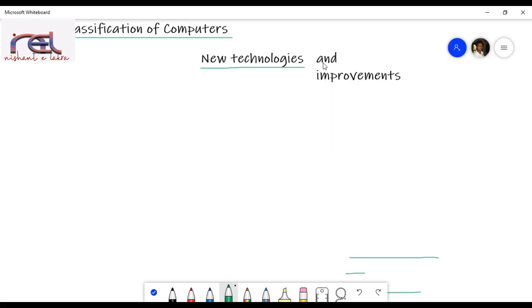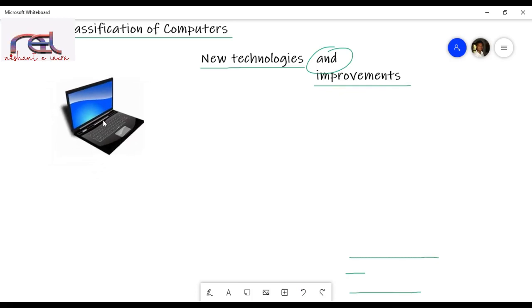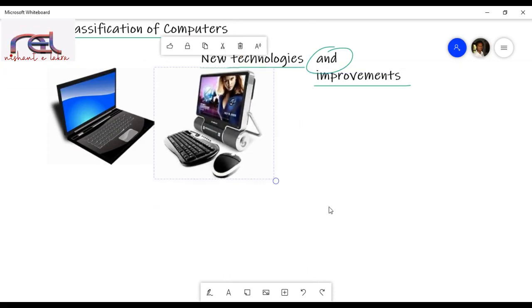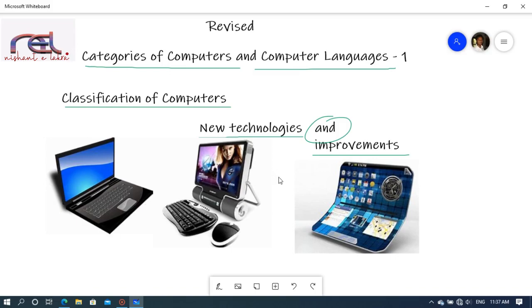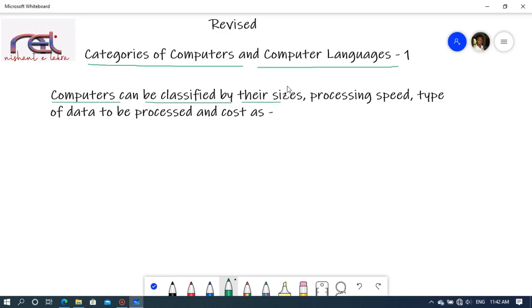Now let's understand about new technologies and improvements that have been made in all these years. You see on your screen a laptop, right? Now you can compare it with the earlier computers. These desktops are very compact. Nowadays they do not take much space. And the third one, you can see such smart technology. Now these computers can be classified, like I said, by their sizes, by their processing speed, and the type of data to be processed, and cost.